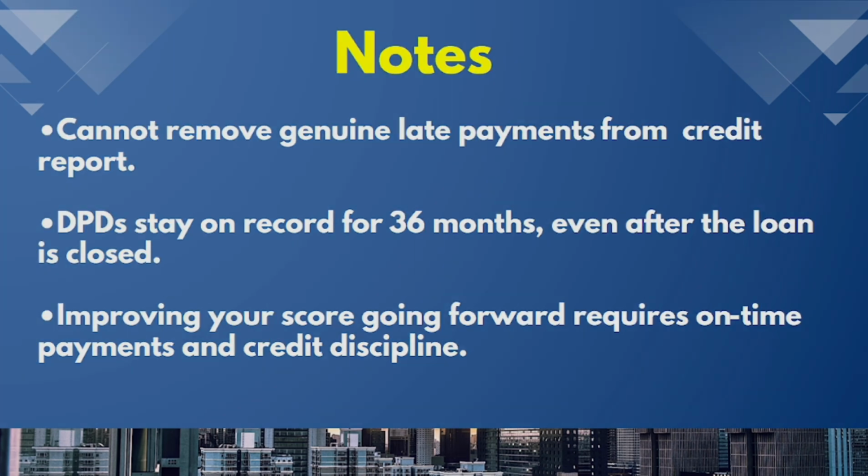Important note. If you have late payments, genuine DPD cannot be removed. If in one year you delayed payment for only 2 months, you will have DPD only for those 2 months. Once regularized, it will become 0. But any genuine late payment you can't remove from your credit report. And even though your loan is closed, for the next 36 months you can see the DPD records and loan history.